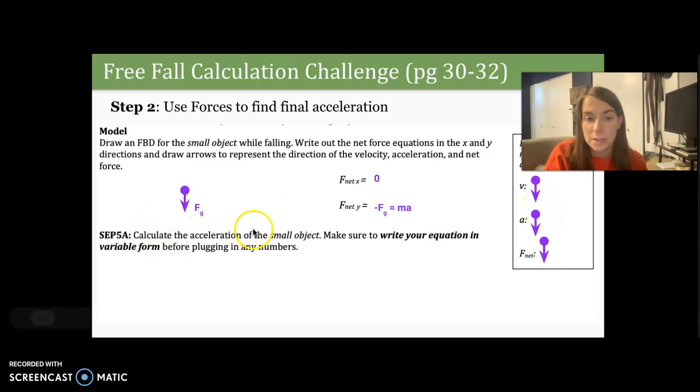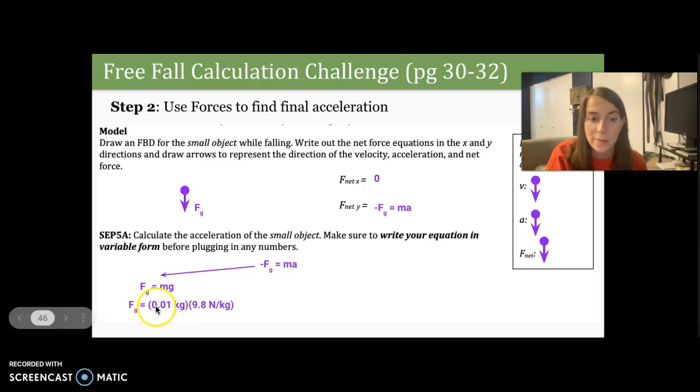So now I want to calculate the acceleration. So I'm going to use this equation right here. Negative Fg equals ma. You want to make sure you write your equation before you plug in any numbers. So how do I find Fg? Well, we have an equation for that. So over to the side, let's do our calculation. Fg is mg. We always know we can calculate Fg by doing mass times 9.8. So I'm going to take the small mass, which was 0.01 kilograms, times 9.8, and find the weight of it, which is, that should be an equal sign, not a minus. Fg is 0.098 newtons. That's the weight of the little block.